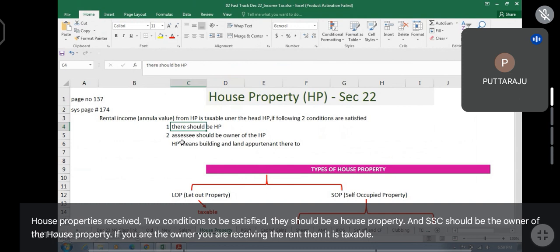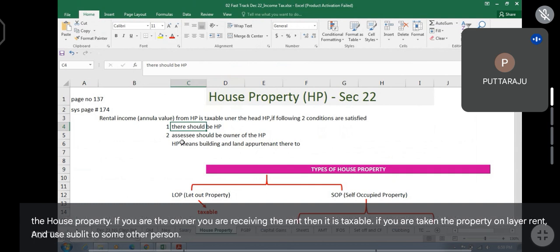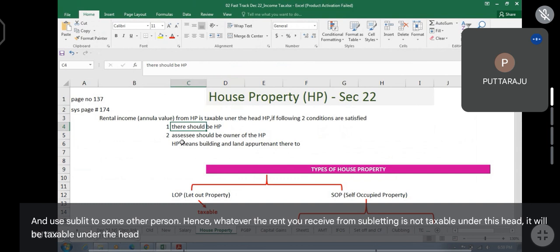If you have taken the property on rent and you sublet to some other person, whatever the rent you receive from subletting is not taxable under this head. It will be taxable under the head income from other sources. Minute difference. Okay.